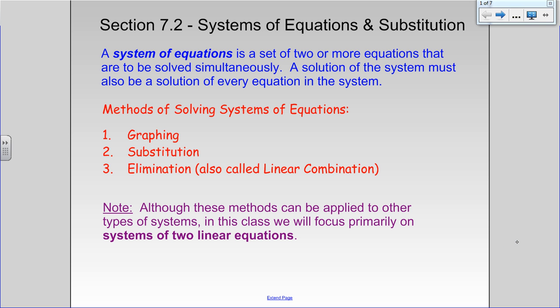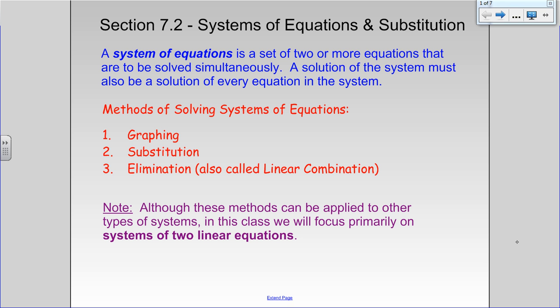Section 7.2 of your textbook covers the substitution method for solving a system of equations. Remember that a system of equations is a set of two or more equations that are to be solved simultaneously, and that a solution of the system is also a solution of every individual equation in the system.